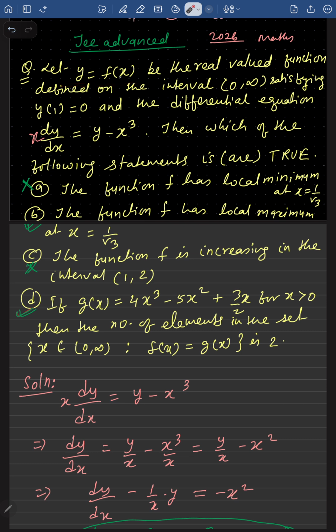The first nature is f(x) is 0 at x equal to 1, and the second nature is when you differentiate it, it will satisfy this differential equation. Okay, x d/dx of f(x) equal to y minus x cube, meaning f(x) minus x cube. Okay, then which of the following statements is or are true?